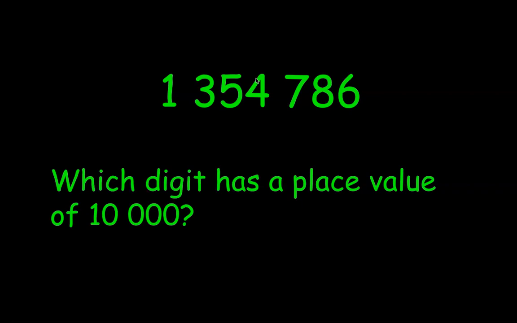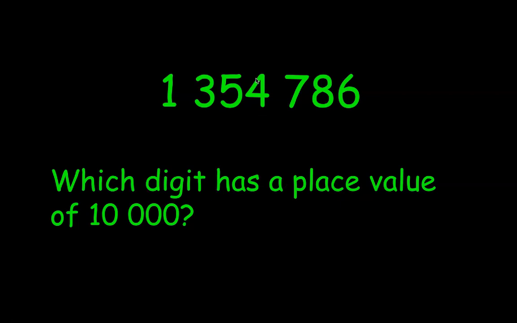1,354,786. Which digit has a place value of 10,000? Pause the video if you need to think about it. And the answer is coming up. It's the 5. Basically, if you look at that number, we have ones column, tens column, hundreds column, thousands column, 10,000s column. So which digit has a place value of 10,000? It's the 5.